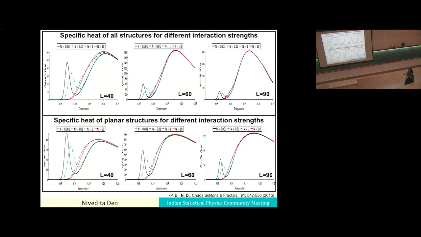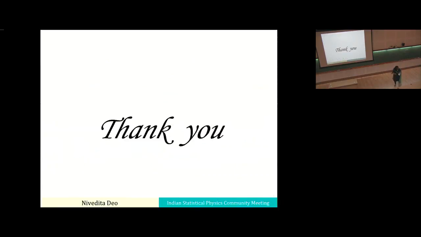But if you do the specific heat calculations for the higher genus structures, these bumps disappear. Thank you, and I have concluded.